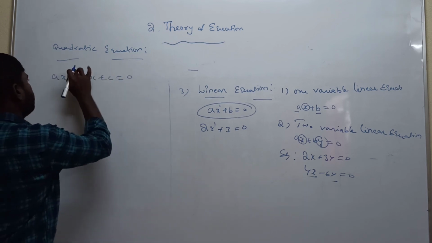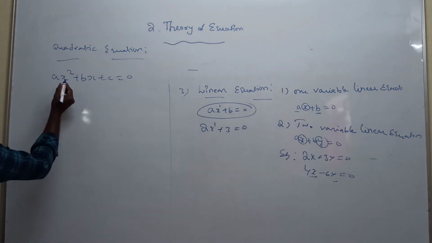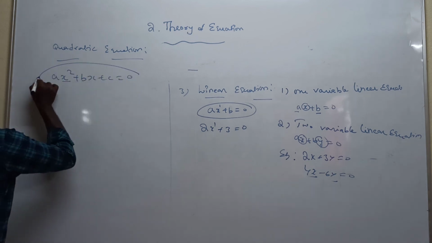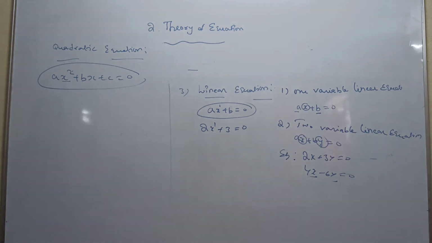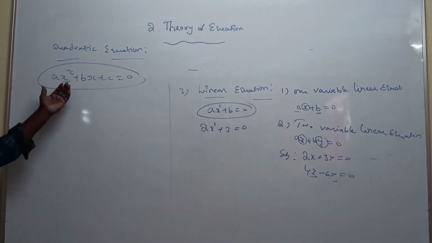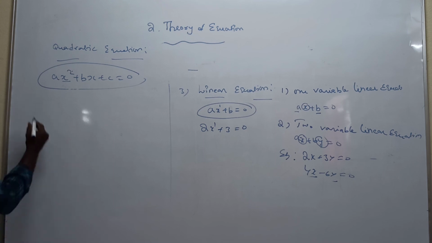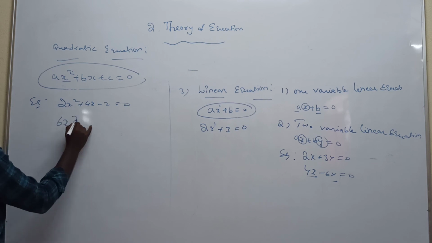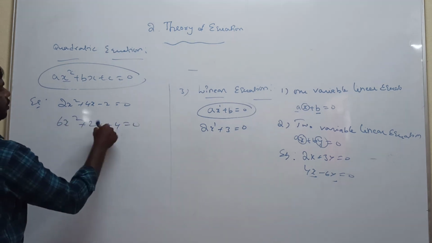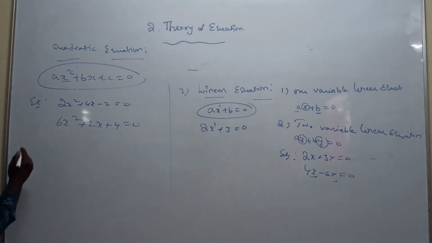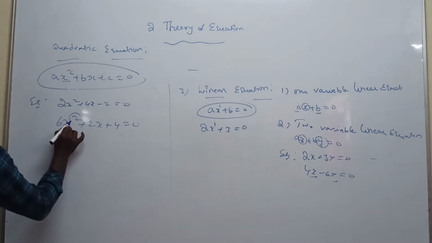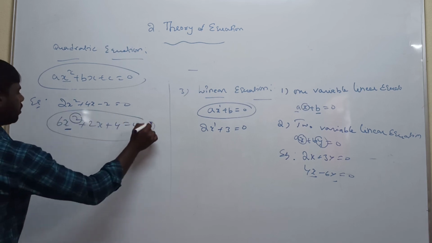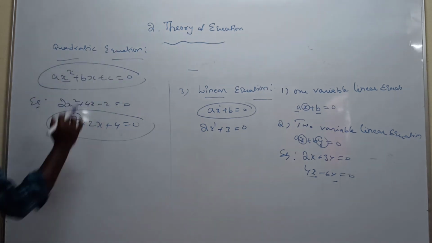So what is the degree here? 2 is the degree in the variable x. This type of equation is called a quadratic equation. A polynomial equation of degree 2 in the variable x is called a quadratic equation. The standard form is ax² + bx + c = 0. Examples are 2x² + 4x - 2 = 0, and 6x² + 2x - 4 = 0. What is the degree in the variable x? The degree is 2, so it is called a quadratic equation.